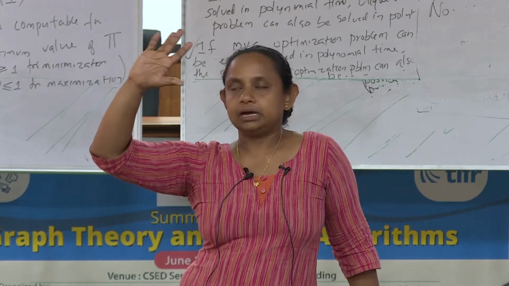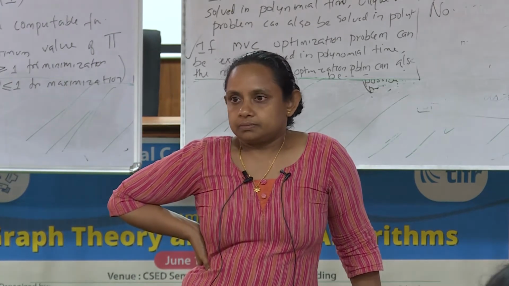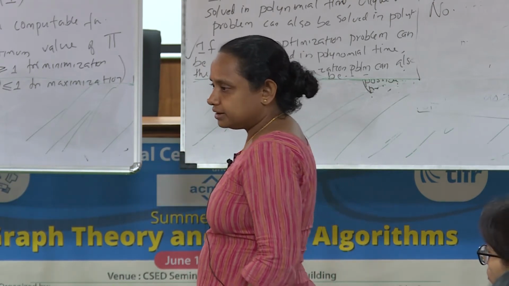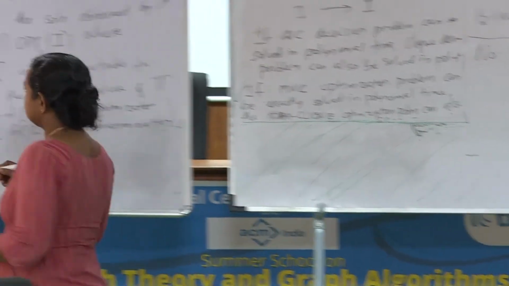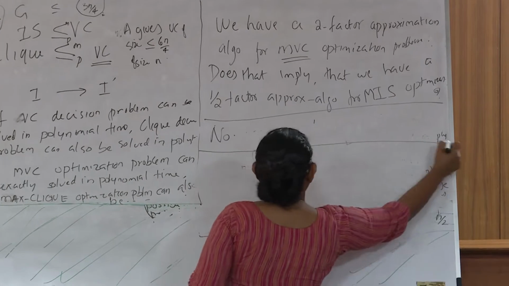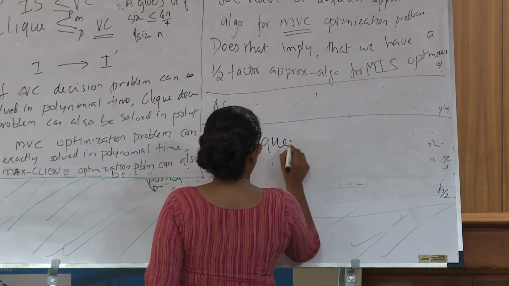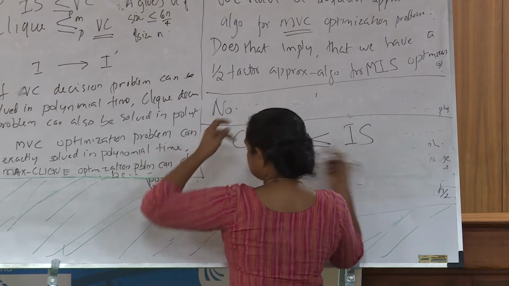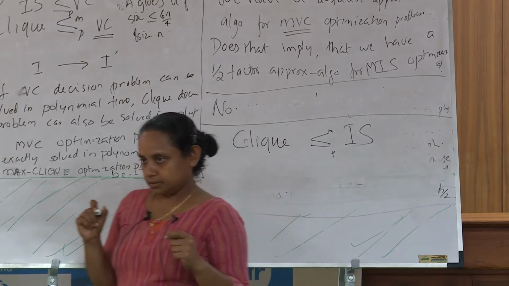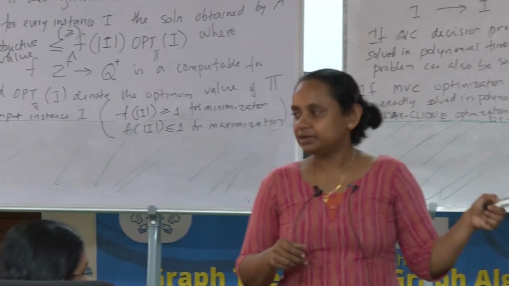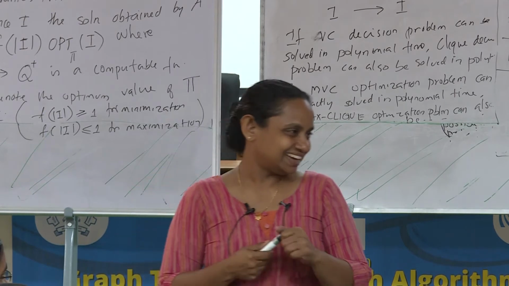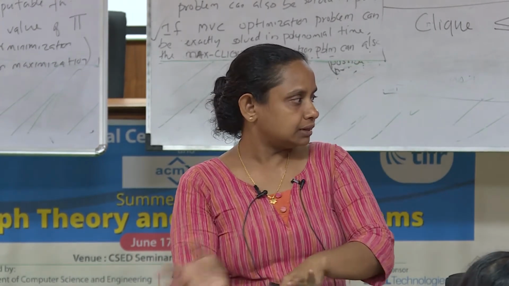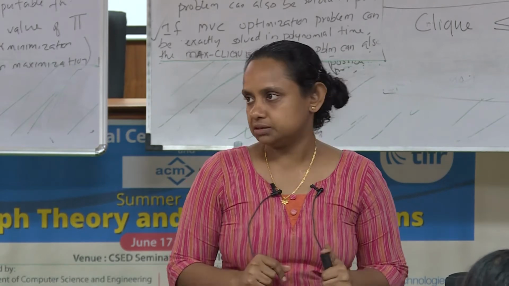Say clique and vertex cover and independent set, if you see what was the relation between the two. Did you do that reduction? Clique reduces to independent set, the other way also. Both reduce to each other. So what was the reduction? It is the complement, right? Whatever forms a clique in the graph, between them there are all edges. In the complement, there is no edge between them. That becomes an independent set. That's the relation between these two, right?